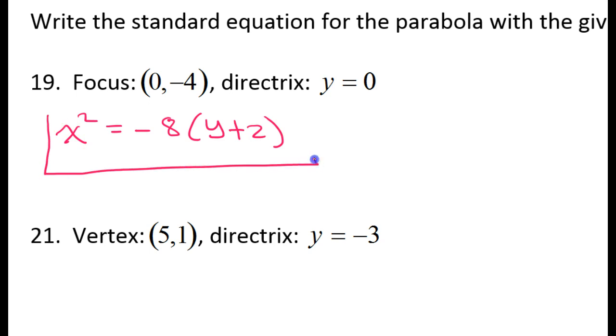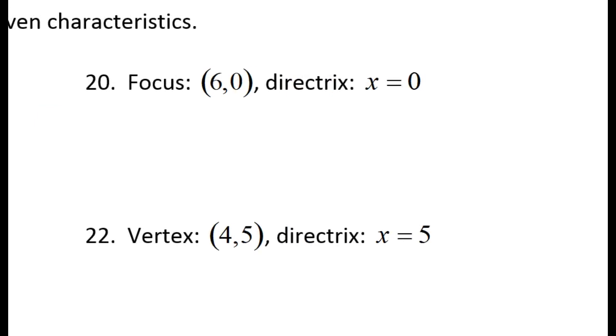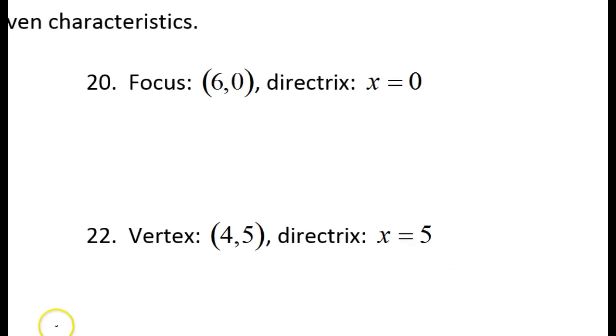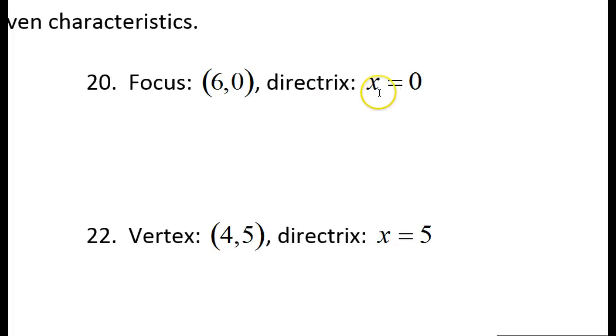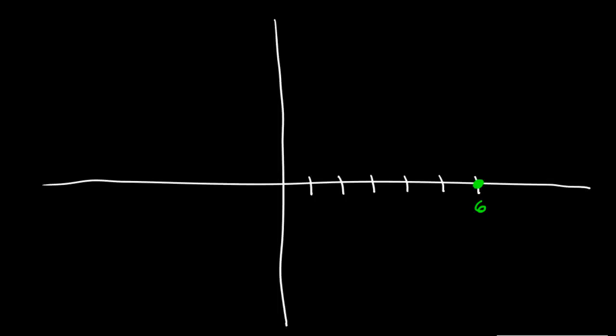Okay, so hopefully you can see that it was all about the diagram. Alright, let's do the same thing with number 20. The focus is at (6, 0). So that means the focus is right here. Now, they say that the directrix is x equals 0. X equals a number is always a vertical line. So we're talking about a vertical line at 0. Well, that's just the y-axis. So this is the directrix.